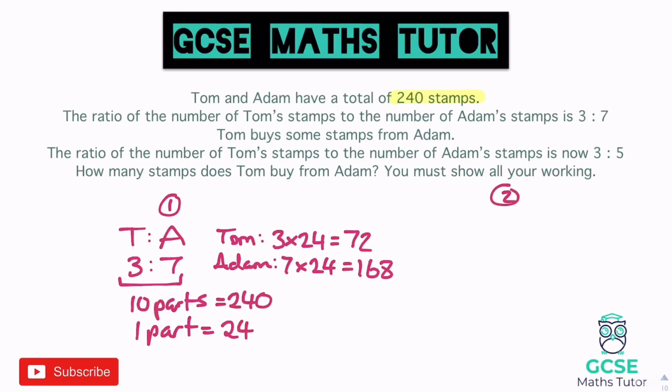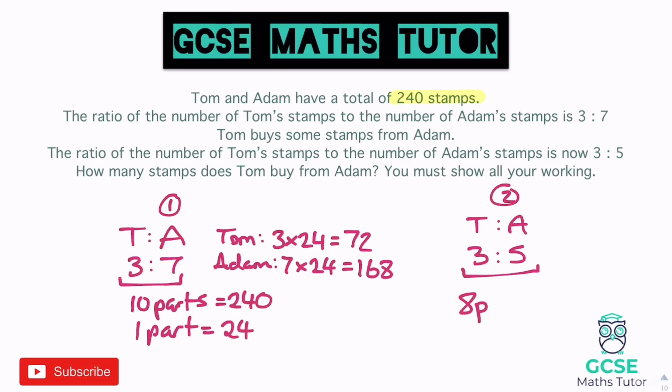So that's how many stamps they start with, but we've now got scenario number 2, or the second part of this scenario, where Tom and Adam now have stamps in a different ratio. So now it's in the ratio 3 to 5. So now we know it's in the ratio 3 to 5, we can go about splitting these 240 stamps up between them. So we've got 3 to 5, and that is a total of 8 parts.